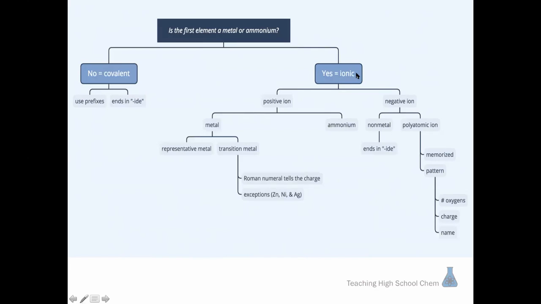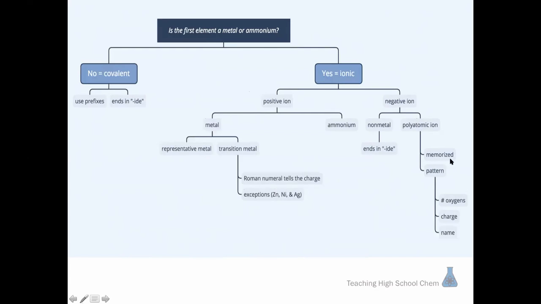And this is where I'm talking about. This is major synthesis that your kids are having to do when you ask them to name one of these things or write a formula. Because they got to figure out the positive ion. Is it ammonium or a metal? If it's a metal, is it a representative, like normal S block metal, or is it a transition metal? And even if it is a transition metal, is it one of those exceptions that are in the D block? And then you got the non-metal. You got non-metal or polyatomic ions.